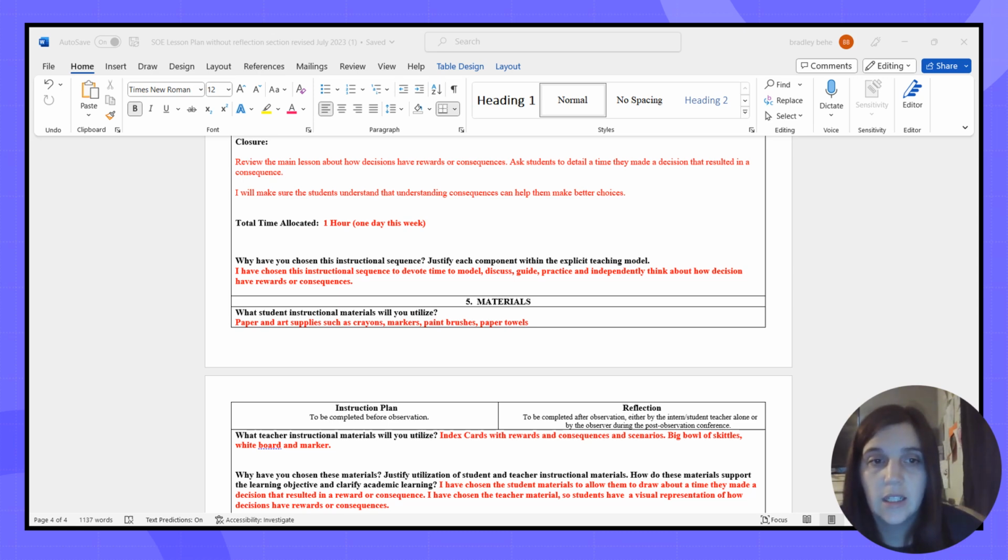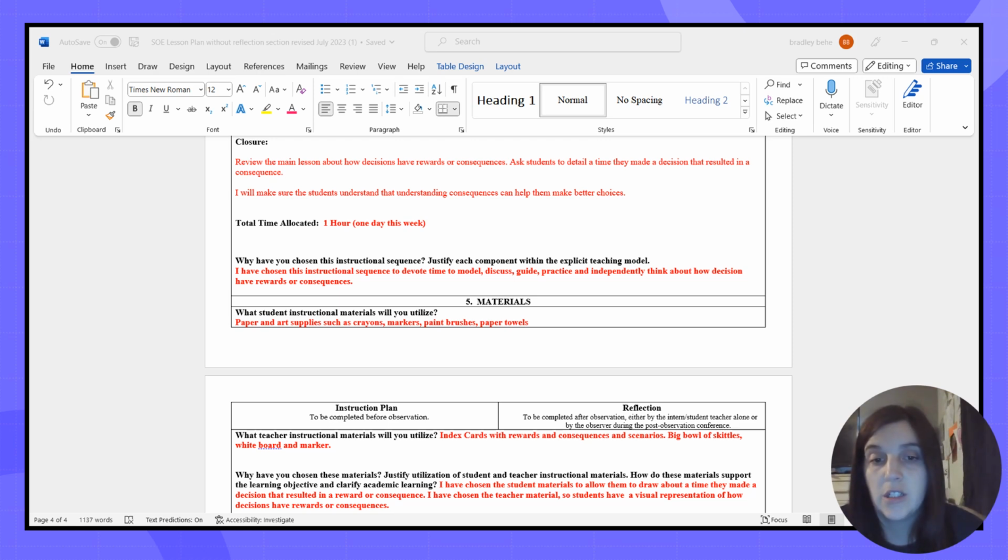So the materials needed for students, they will need paper and art supplies such as crayons, markers, paint brushes, water, paper towels. The materials that I will be utilizing: I will use index cards with a stack of reward cards, a stack of consequence cards, and then a stack of scenario cards. I will also have a big bowl of Skittles with a whiteboard and a marker.